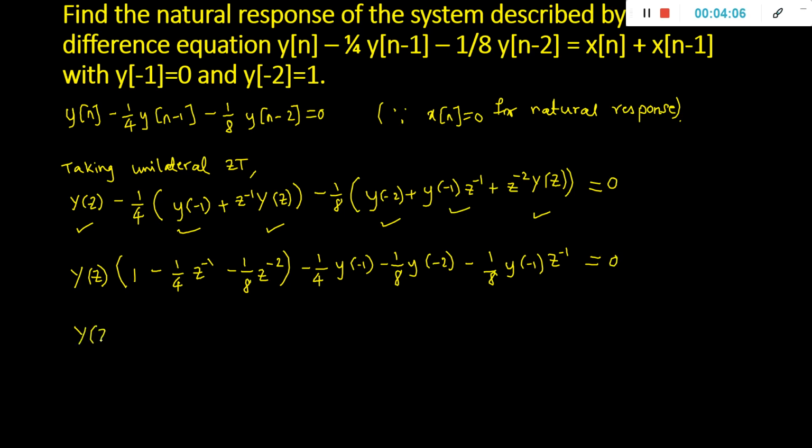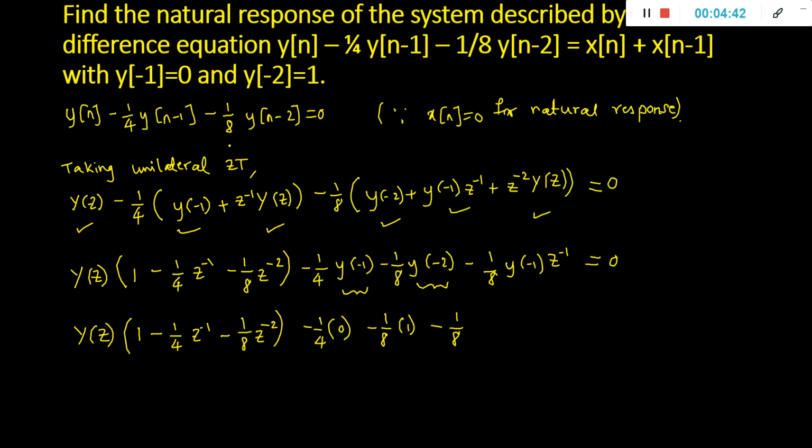So the first term is Y(z). This is intact. So we still have 1 - 1/4 z^-1 - 1/8 z^-2. Then -1/4 into y(-1). y(-1) is given as 0. Then -1/8 y(-2). y(-2) is given as 1, so I'm going to write this as 1 over here. Then -1/8 into y(-1). Once again, y(-1) is written as 0, so this term is going to vanish. So this must be equal to 0.